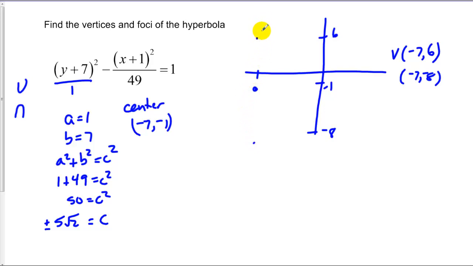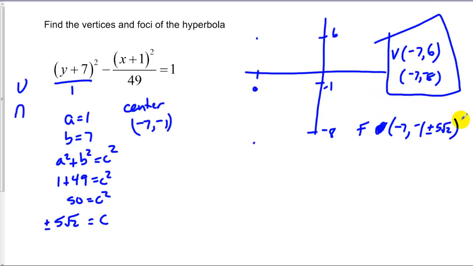My foci are going to be actually further out than this, and they're going to be 5 root 2 out. So again, from that center at negative 7, I'm going to move up and down from that y coordinate of negative 1 a total of 5 root 2. And these are my foci. So here are my vertices. Here are my focal points. Problem solved.